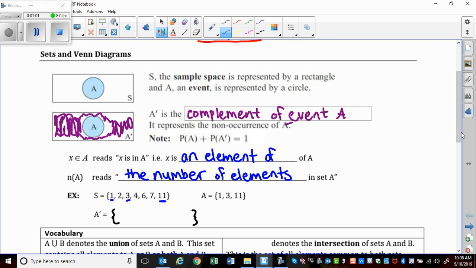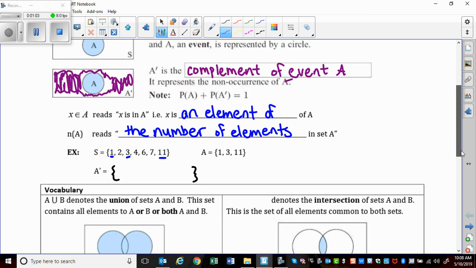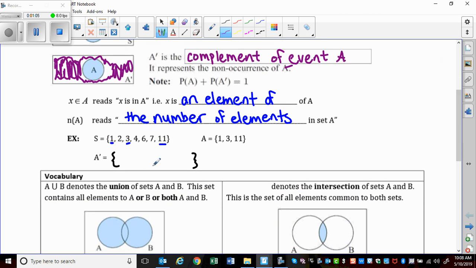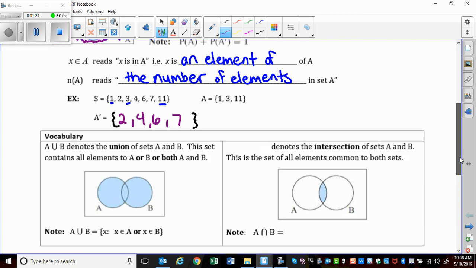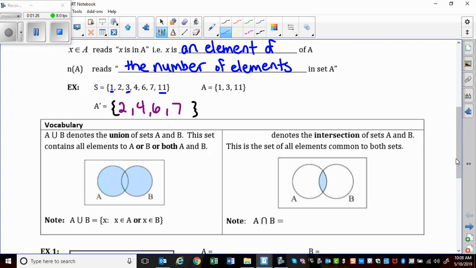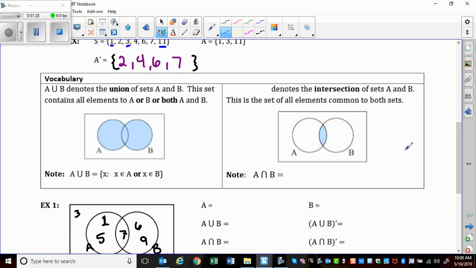So let's do an example of a set. We have this set: 1, 2, 3, 4, 6, 7, and 11. If A is 1, 3, and 11, then A prime, or the complement of A, is going to be the other numbers, like 2, 4, 6, and 7. This is just a little bit of vocabulary.